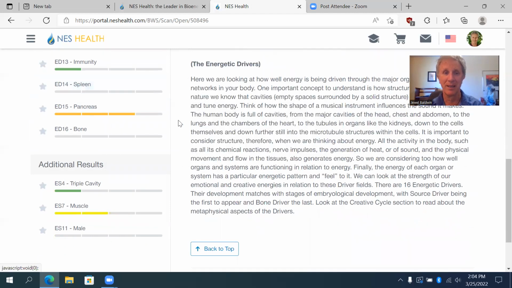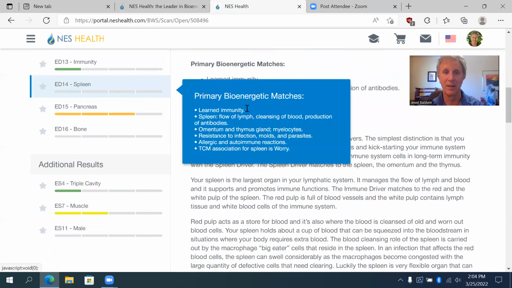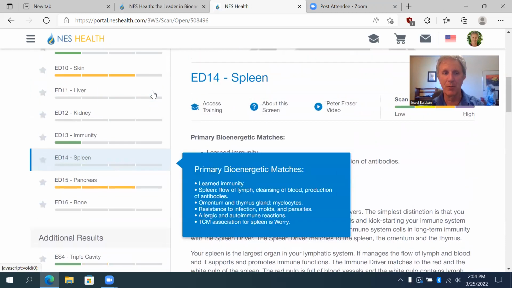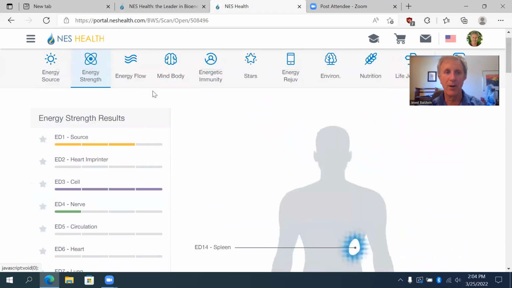This is big. Spleen matches with immunity and the lymphatic system. Spleen in Chinese medicine relates to worry, too much worrying and anxiety. This will show up for people if the spleen is being affected. Pancreas driver, we know the pancreas is all about blood sugar regulation and digestion, and bone driver. So that completes the scan items for the energy strength screen.